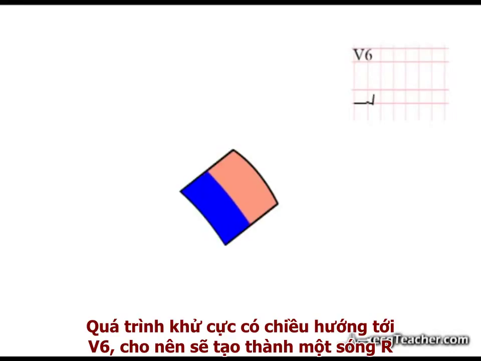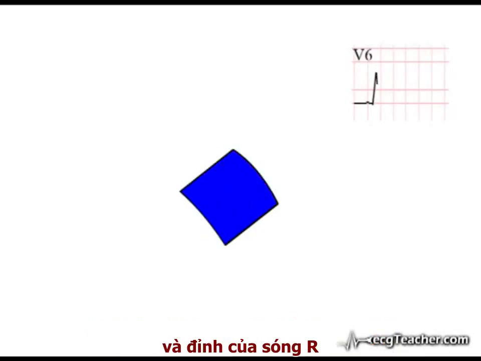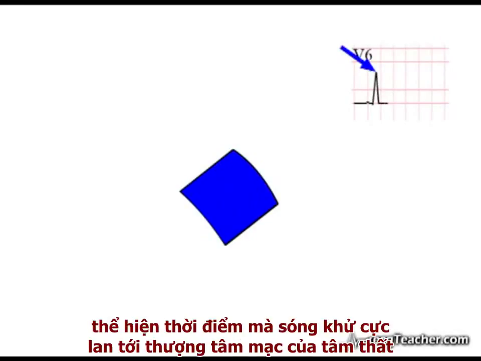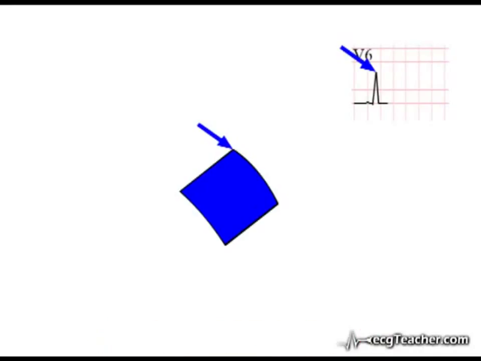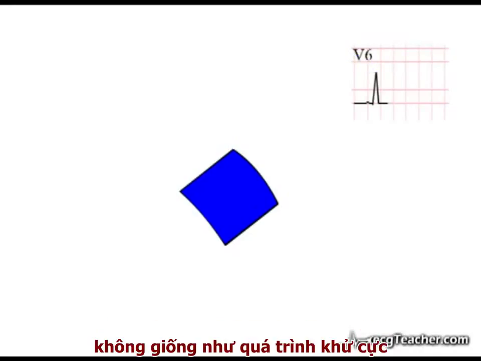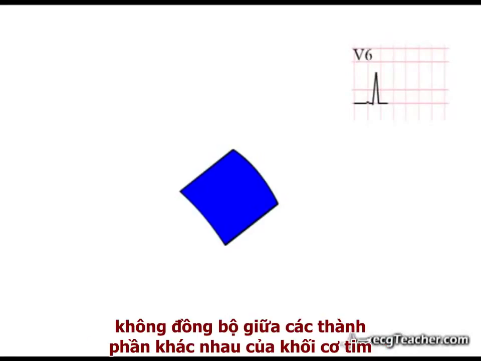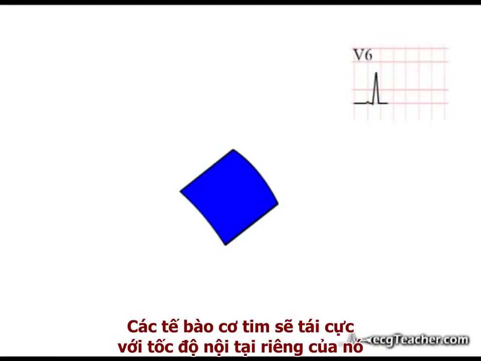Depolarization moving towards V6 produces an R wave, and the peak of the R wave represents the moment when the depolarizing wave has reached the epicardial surface of the ventricle. You will remember that unlike depolarization, ventricular repolarization is not propagated between cardiac myocytes. Cardiac myocytes repolarize at their own intrinsic rate.